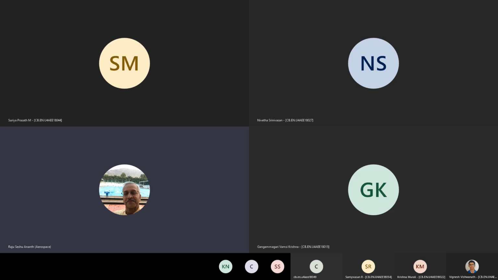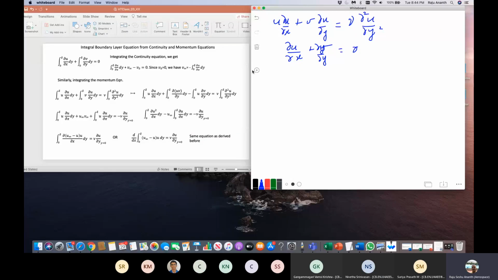Okay, so what I'm going to do is integrate both equations from 0 to delta. Okay, both equations. So let's do that on the continuity equation: du/dx plus dv/dy equals 0.